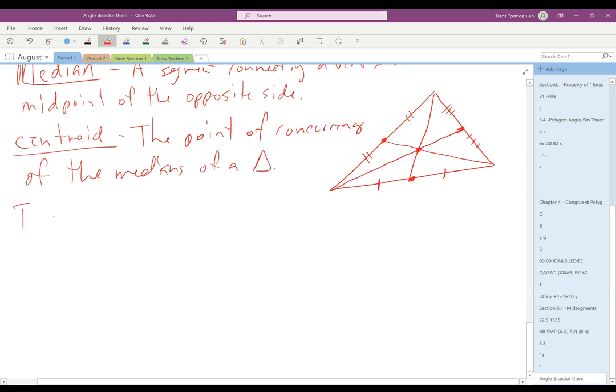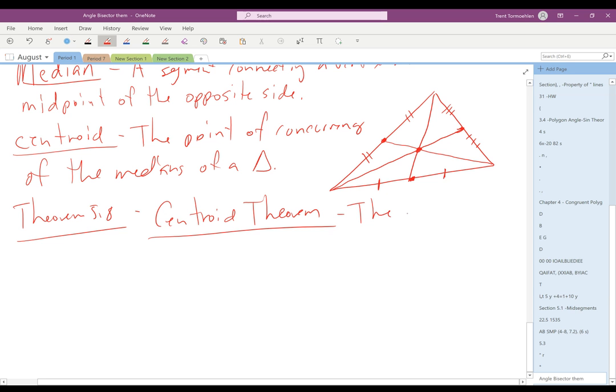And so first is theorem 5.8, which is the centroid theorem. And the centroid theorem says the medians of a triangle meet at the centroid, which is 2/3 the distance from a vertex to the midpoint along a median.